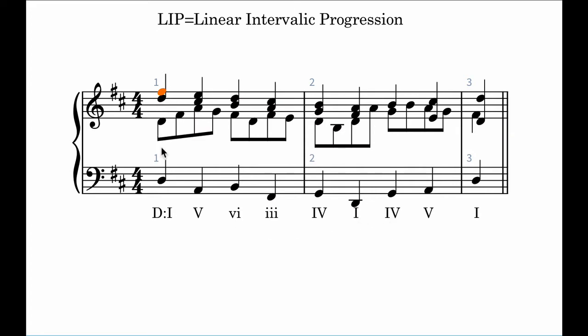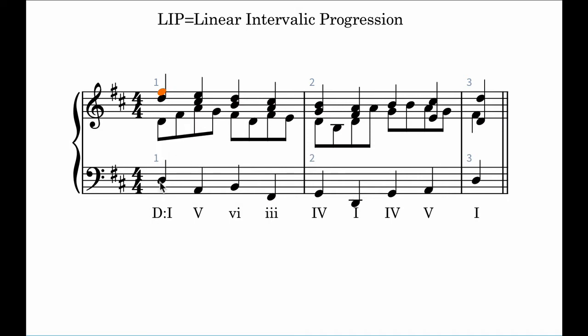So that's only one aspect. A lot of sequences, not all, but a lot of sequences also have what's called a linear intervallic progression, LIP. And what that is, you look at the outer voices and you see a pattern. And at first you may think, oh, okay, well, this is easy. It's just a descending scale. Why do I need to know anything more than that? Well, it tells us a lot about how this is constructed.